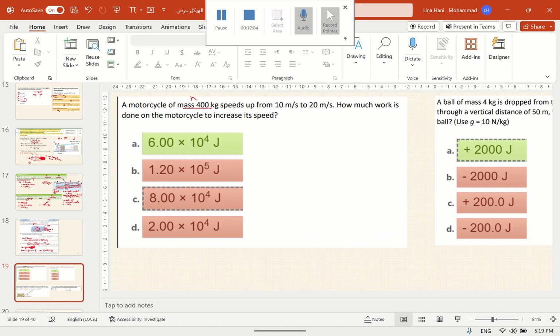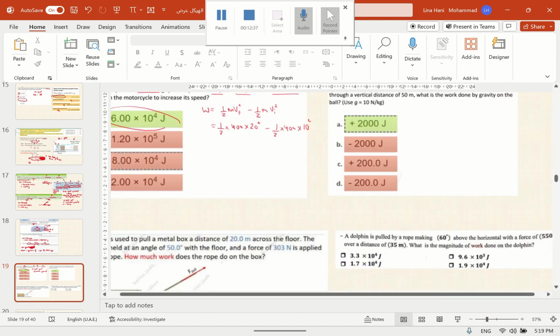Here we have a mass of 400. We have the initial velocity and the final velocity. How much work is done? He wants me to find the work. So obviously work equals half mass v final squared minus half mass v initial squared. Then substitute half times 400 times v final 20 squared minus half times 400 times v initial 10 squared, and then find the answer. Okay, how quick was that?